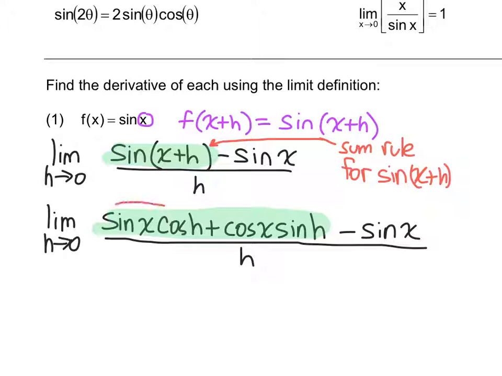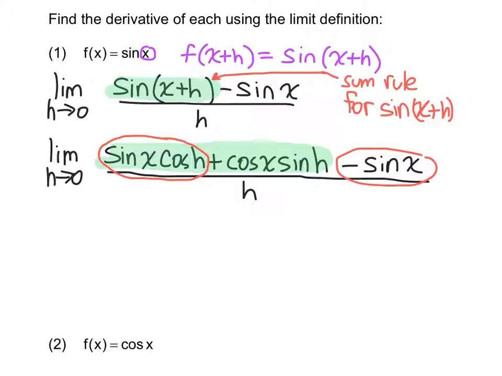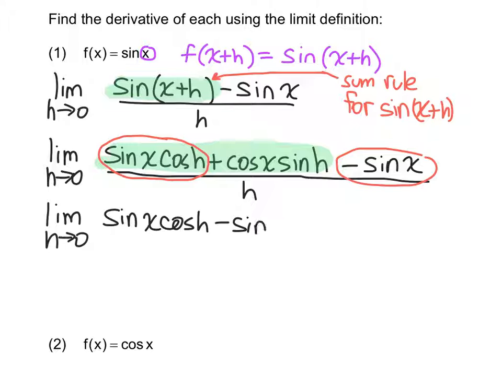So, just try not to overwrite the plus sign, and make its own fraction out of it. So limit as H approaches 0 of sine X cosine H minus sine X all over H. All right, so that's going to be one fraction plus a completely separate fraction of cosine X sine H over H.